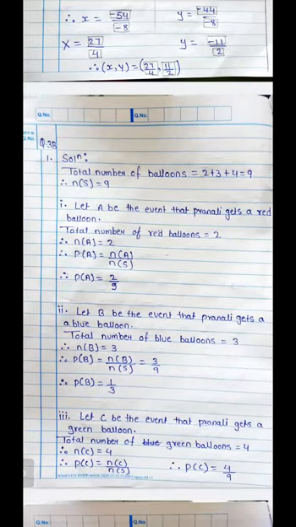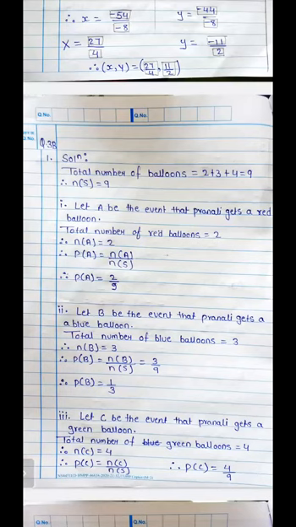Question number 3b is solve any two of the following sub questions. So two questions you have to solve here. Each question is of 3 marks, total 6 marks.